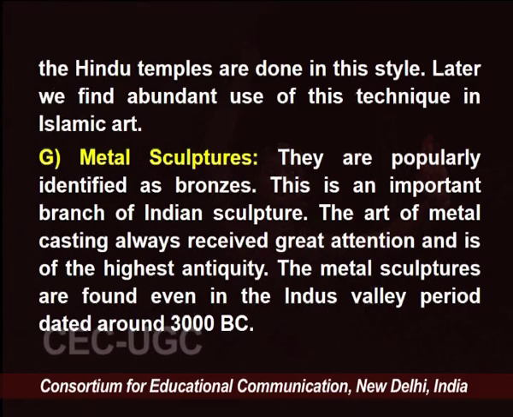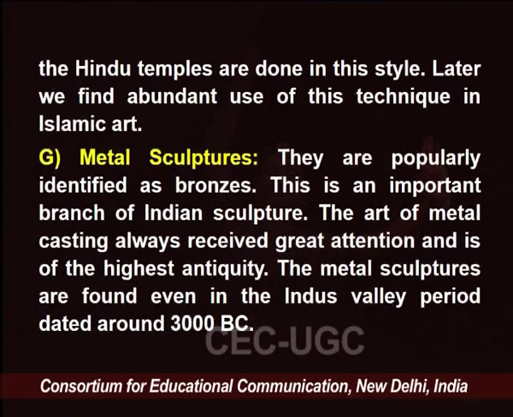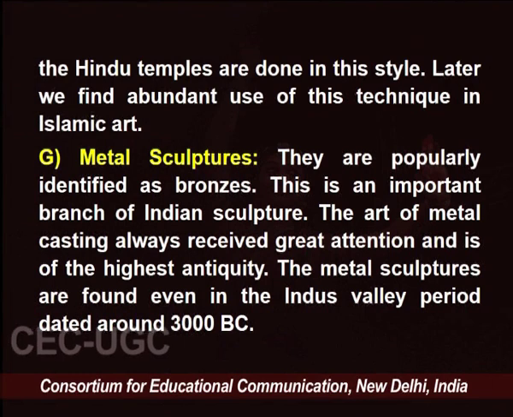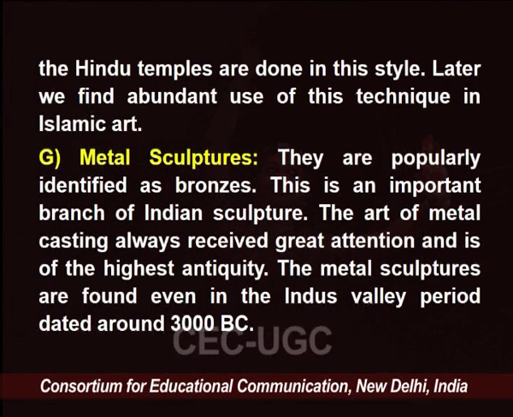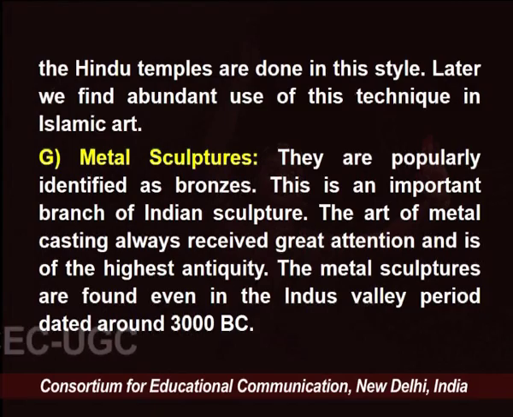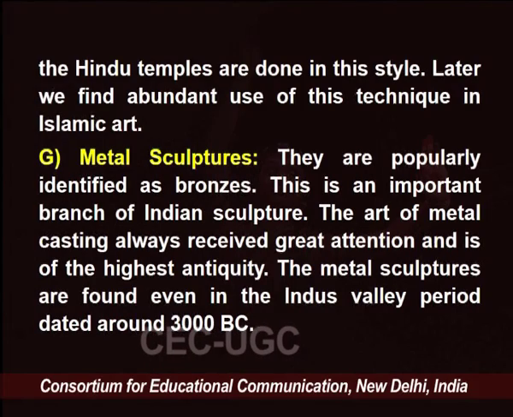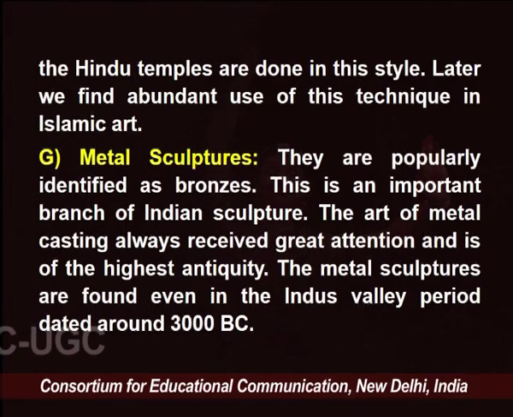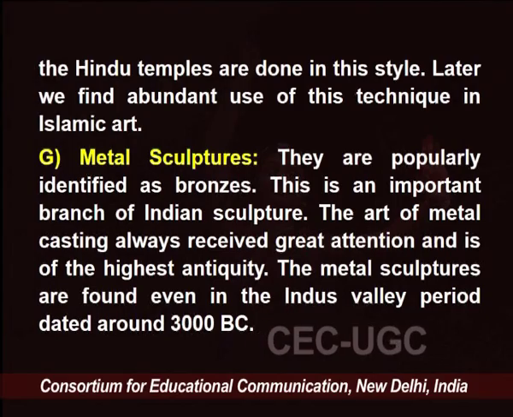And the other one is metal sculptures. They are popularly identified as bronze. This is an important branch of Indian sculpture. The art of metal casting always received great attention and is of the highest antiquity. The metal sculptures are found even in the Indus Valley period, dated around 3000 BC.